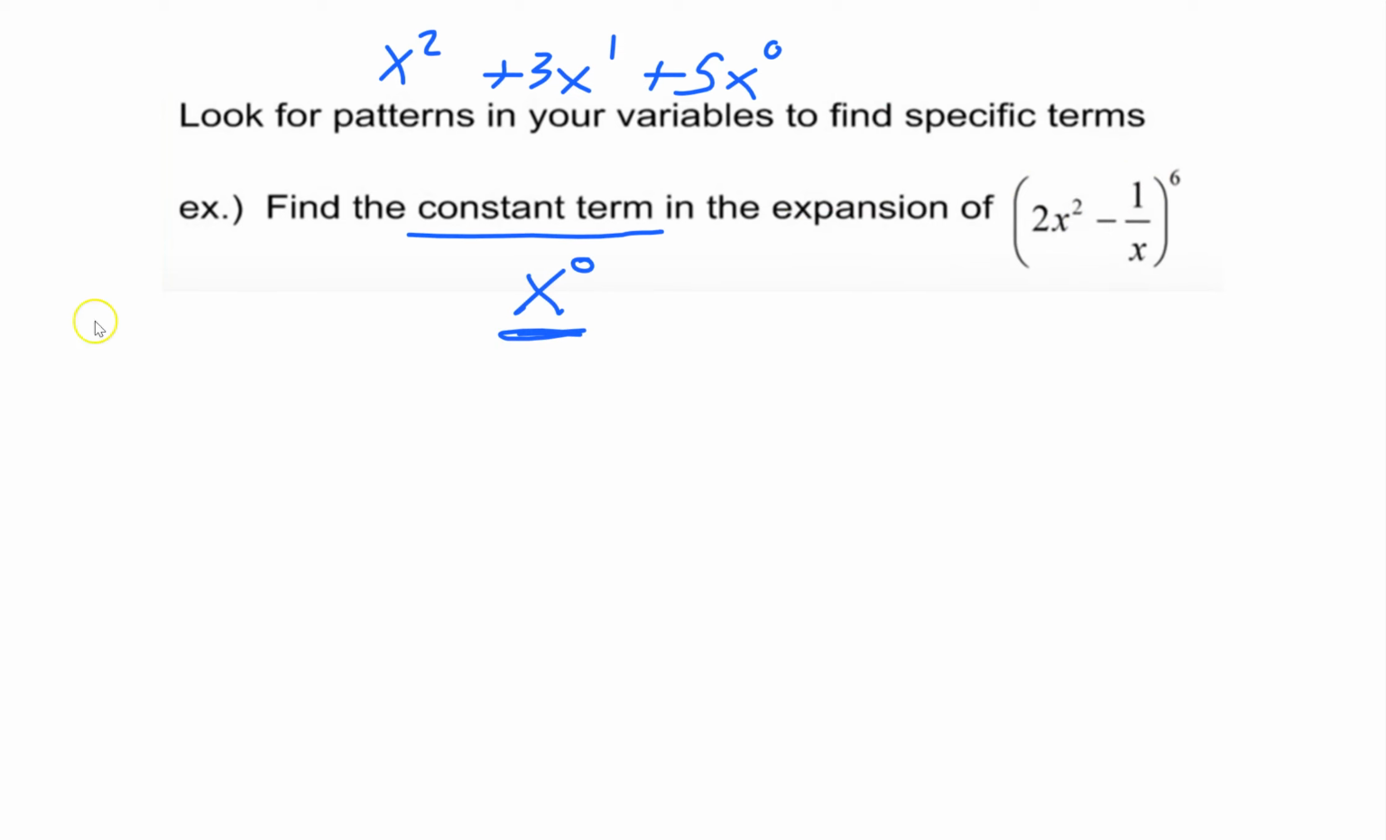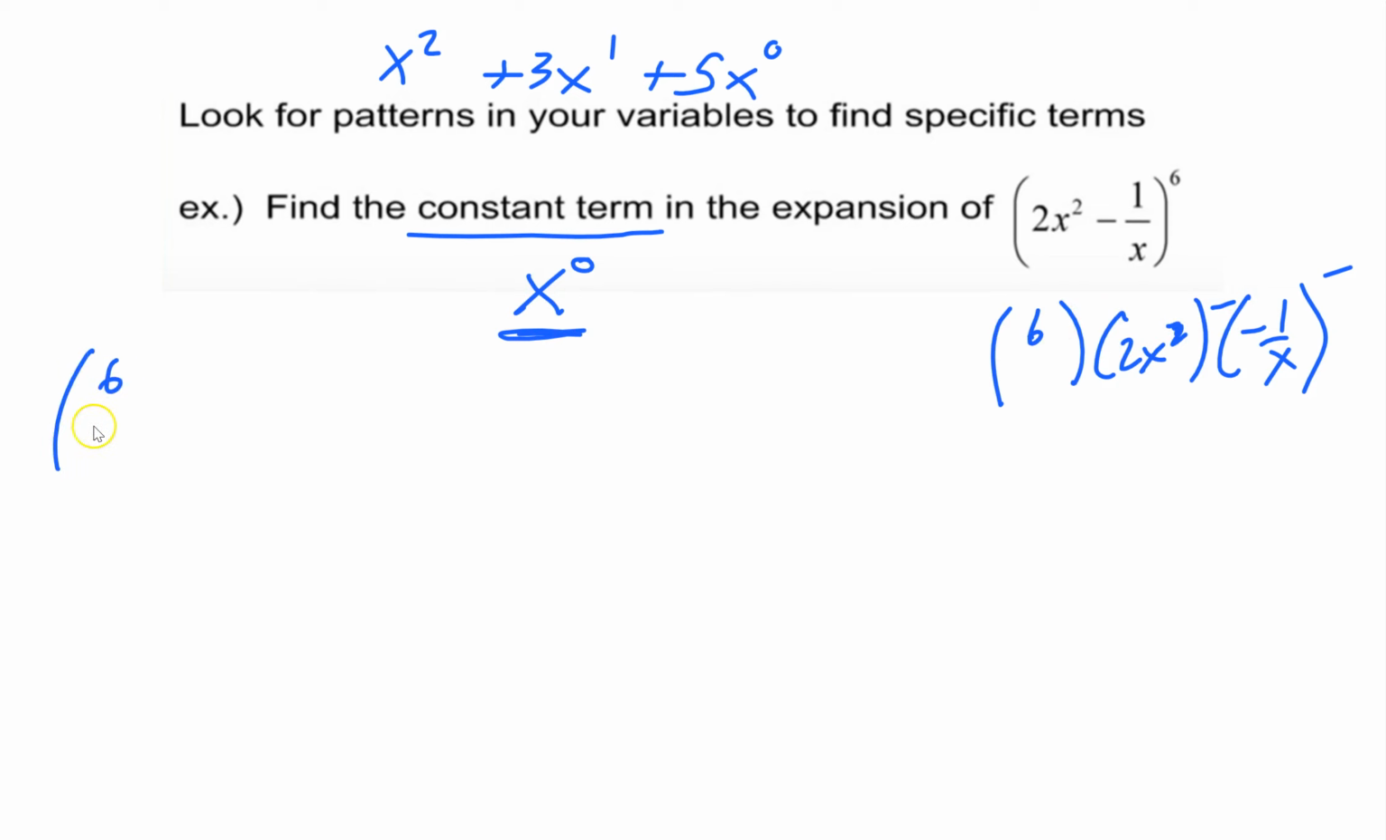I can't set up like I did before. I mean, you could kind of. You could do 6, 2x squared, negative 1 over x. And then now you've got to figure out the combination of powers here that gets you x to the 0. Sometimes it's not that bad. This one's actually not the worst, but most of the time it's going to be a little confusing. So what I do is I just try to find a pattern. I just list out the first couple.